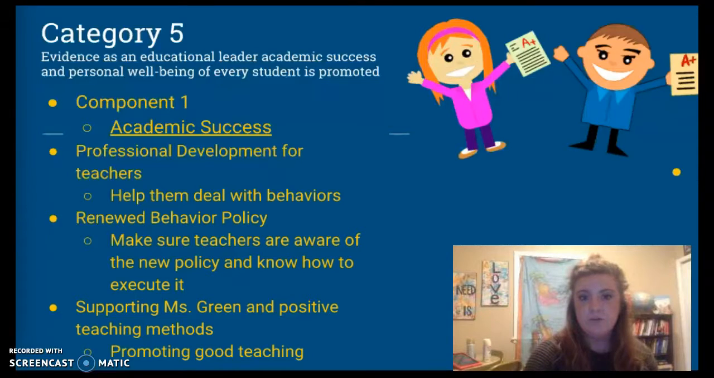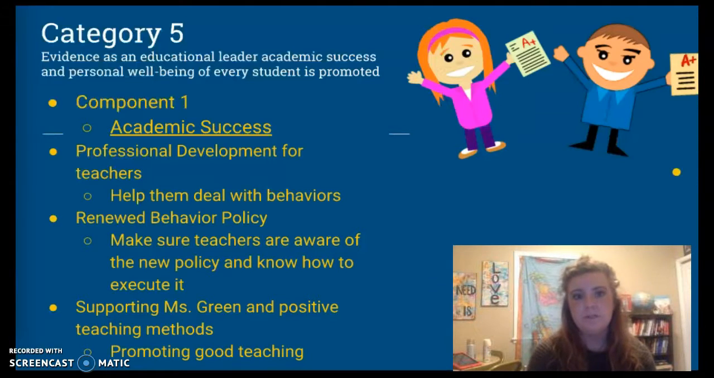Next, because I am renewing the behavior policy, I am promoting the academic success of students because students will be held to a certain behavioral expectation, and as a result, all expectations will heighten. Therefore, students will be spending more time learning and less time dealing with unclear behavioral expectations.